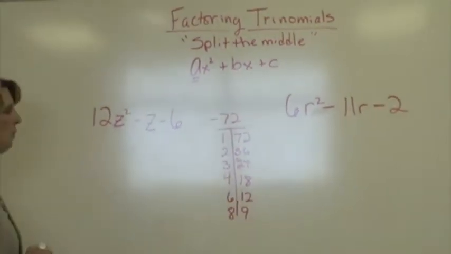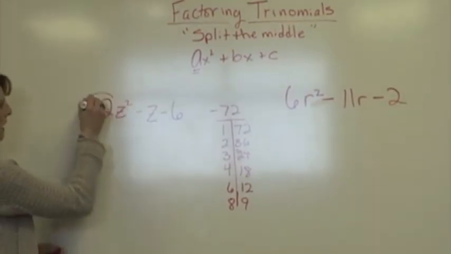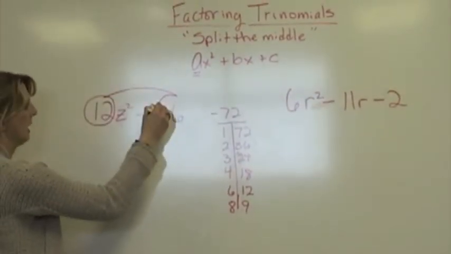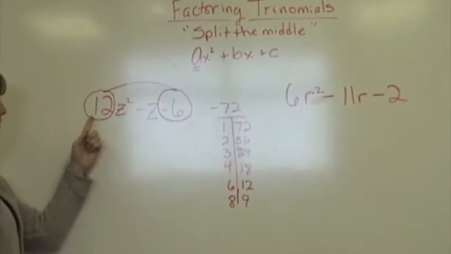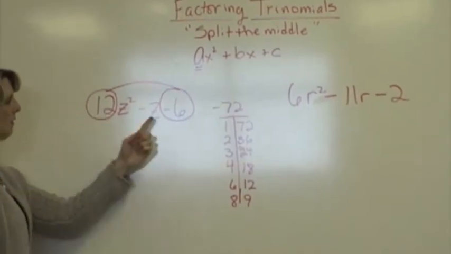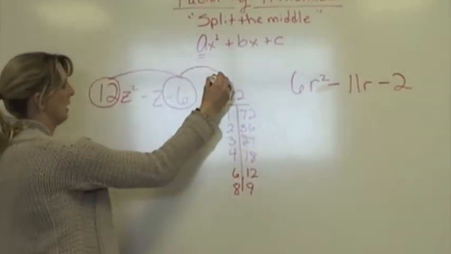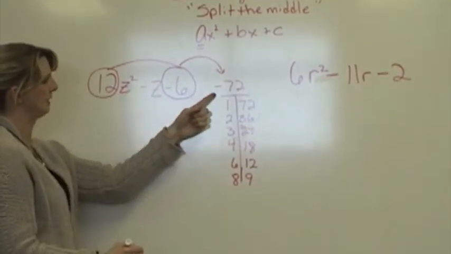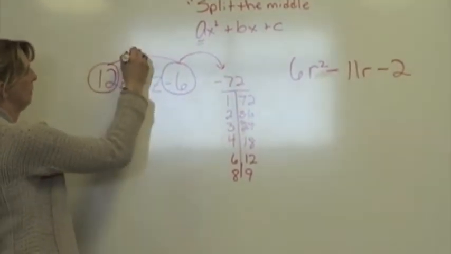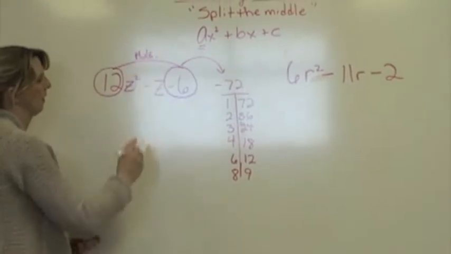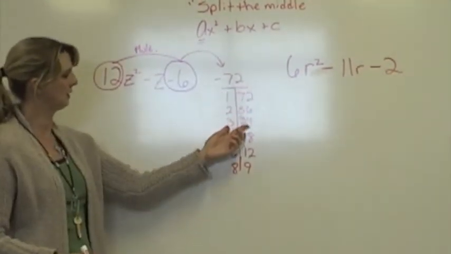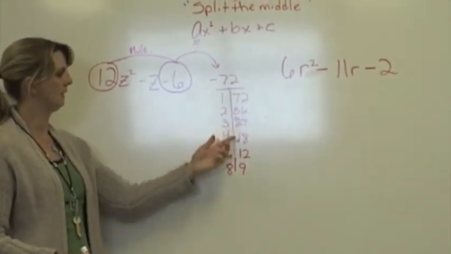The first thing to do is multiply what we call your a value times your c value, or the first times the last. I've already done that here. 12 times negative 6 is negative 72. And then go ahead and list all the factors of 72.